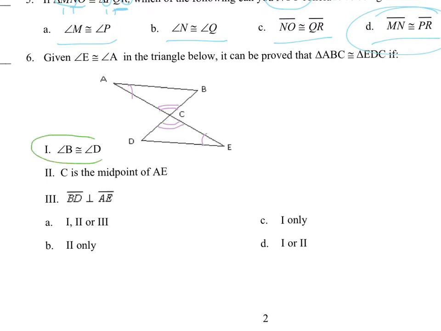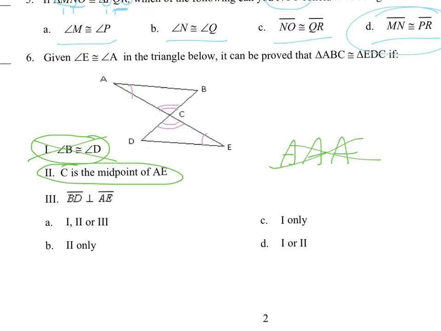If I was to say that B is congruent to D, we would have angle, angle, angle, which is not a way to prove them congruent. So that is not what we would use. That wouldn't prove them congruent. If we said that C is the midpoint of A and E, that would mean it splits it into two congruent segments. That would give us angle, side, angle. So that would be a way to prove them congruent.